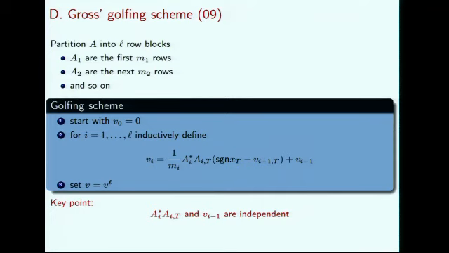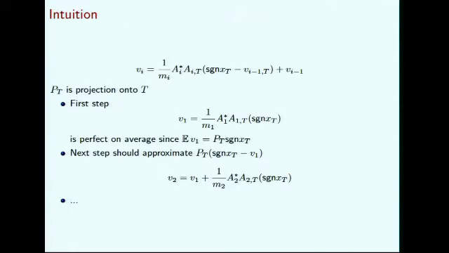Okay, and so the key point in this construction is that it decouples everything, which means that this matrix and V_{i-1} are independent, which is what is going to make everything work. And the analysis will be simple because of this, because basically we're almost in the case that we studied yesterday. All right. Okay, so this is a construction. So let me try to explain why this construction makes sense.